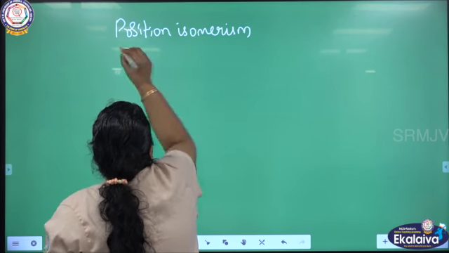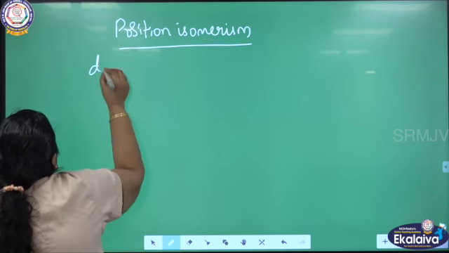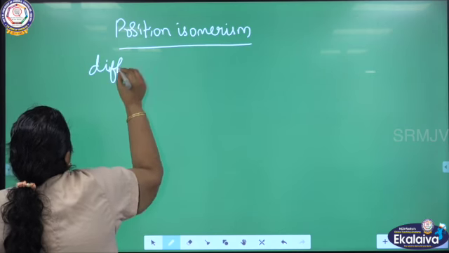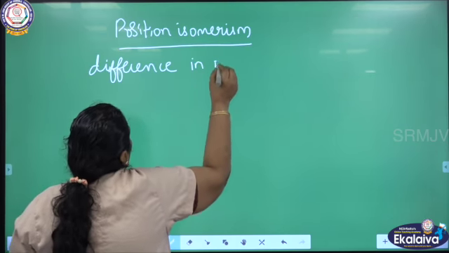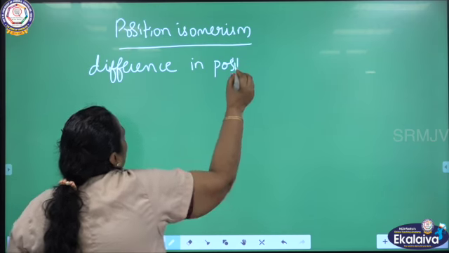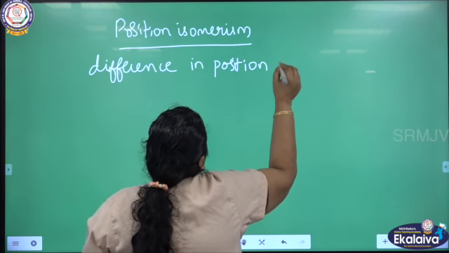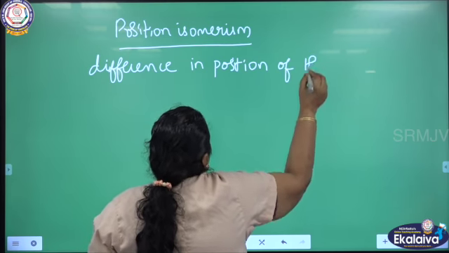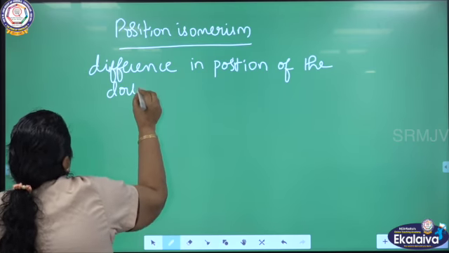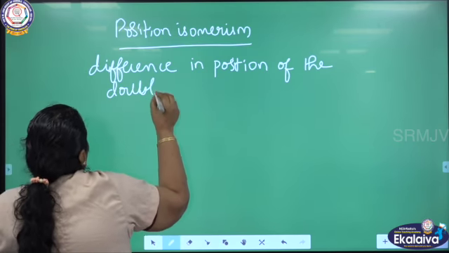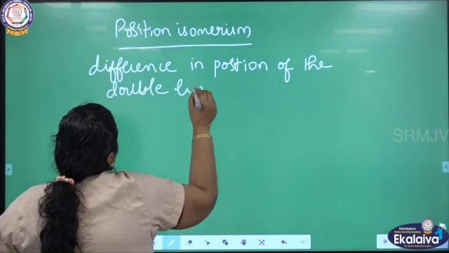What is position isomerism? Difference in position of the triple bond.